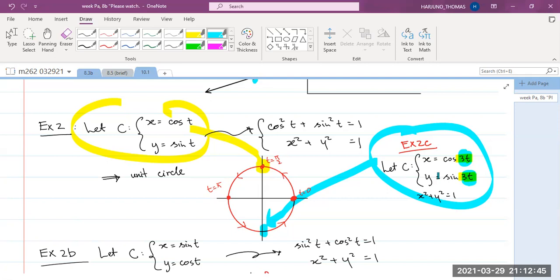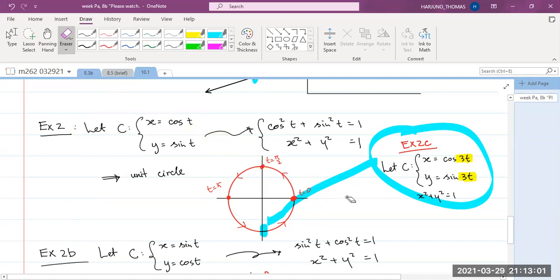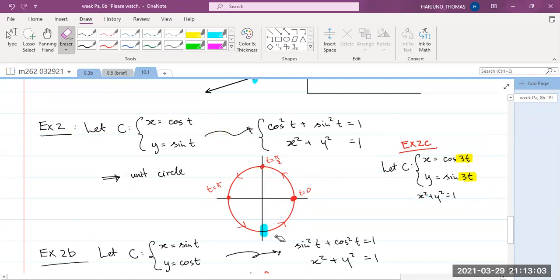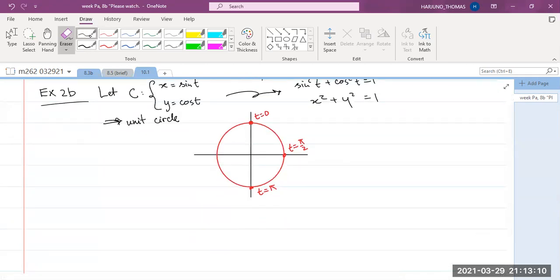Okay, so you still get the same shape, you still get the same initial point, but different speed. Now, let's go on with transformation. Let's call this example 2D.